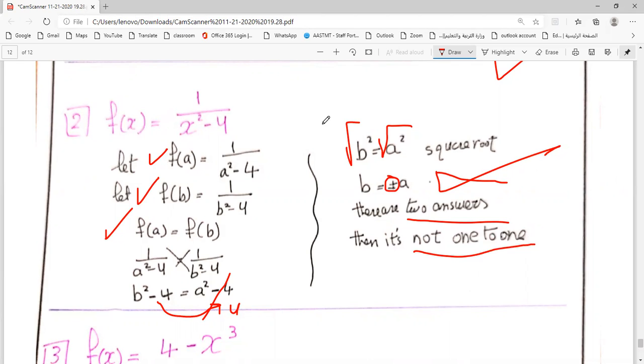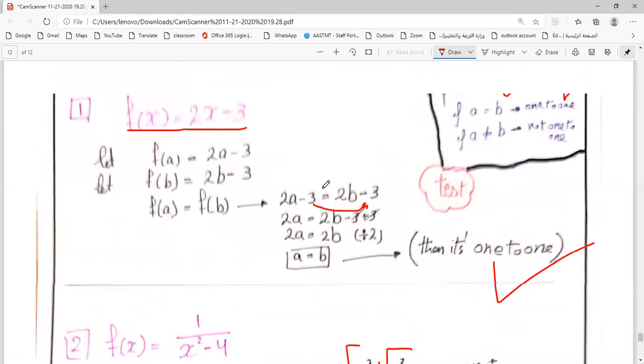So in this video, you figured out what the meaning of one-to-one is and how to determine if a function is one-to-one from the graph and from the equation.